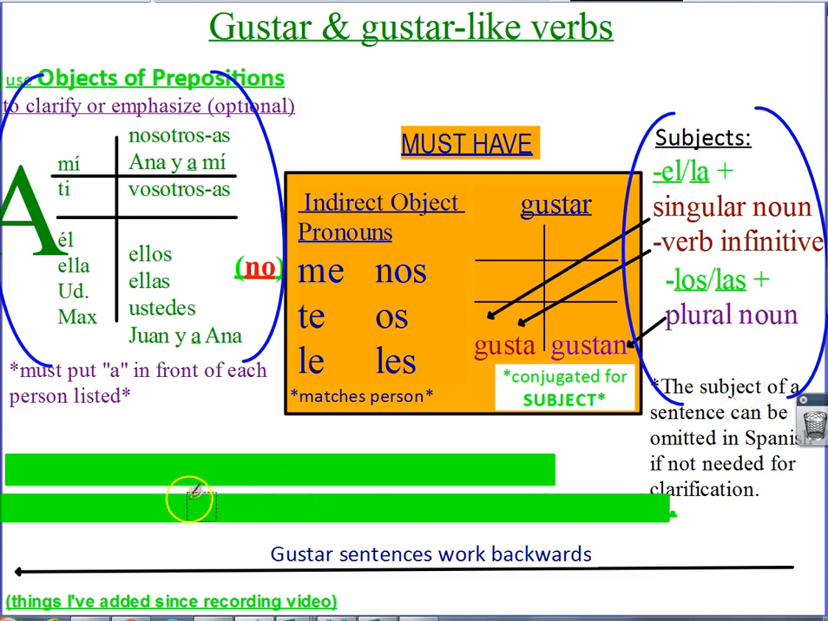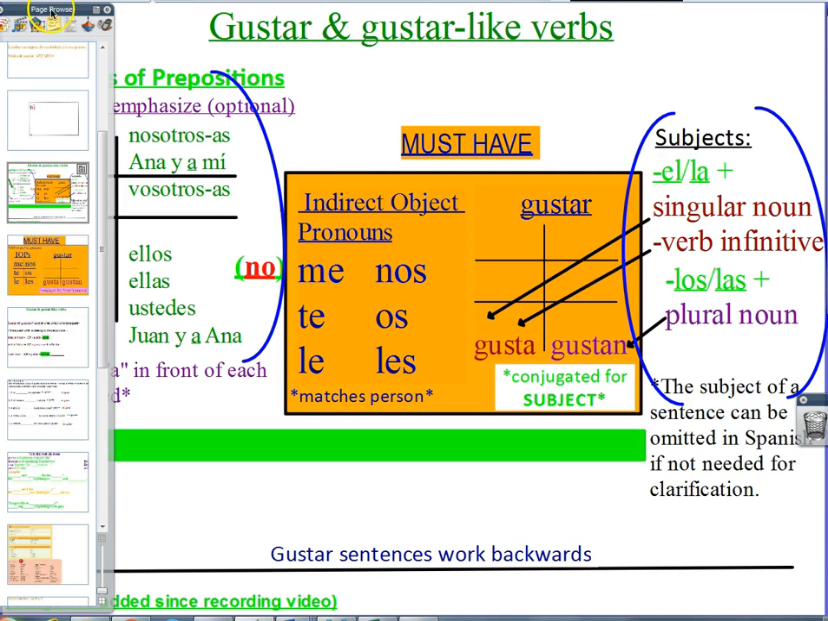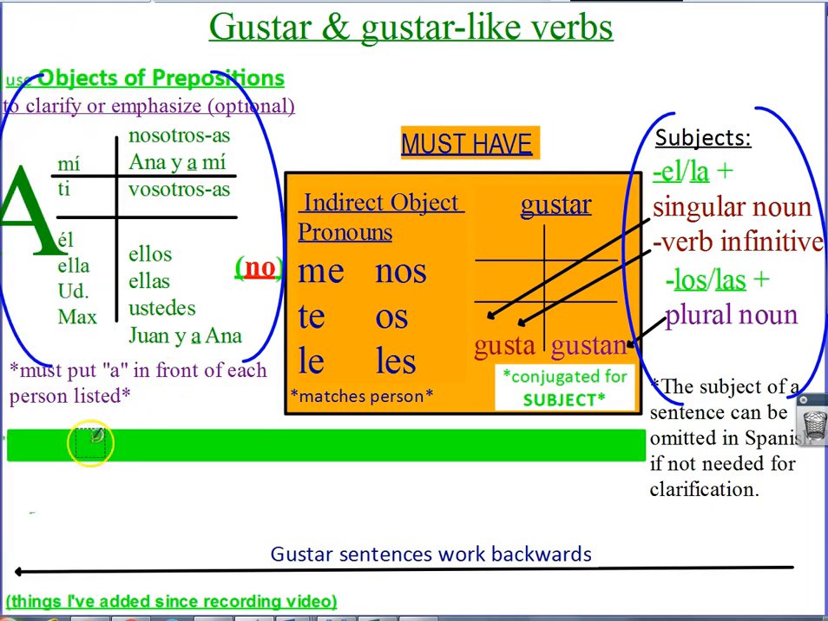Let's add an example sentence. Where are you going to add that, you might be asking, because you already have so much info on it. Well, this example sentence can go quite a bit further down on your page. I just don't have more room. It can go right above or below where you have this arrow that says "Gustar sentences work backwards." You do not have to add this right here. That's just a note to myself.